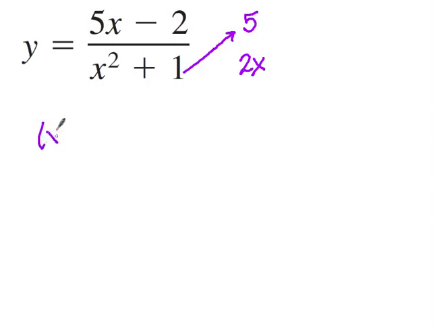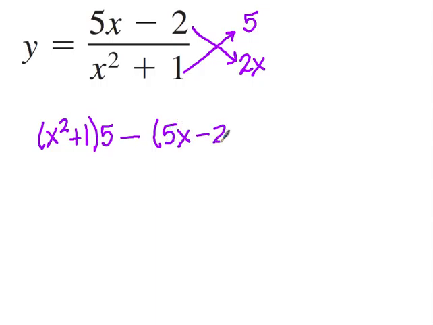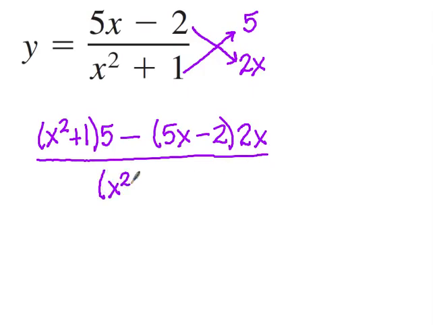So I'm going to take low d high. I've got x squared plus 1 times 5 minus, so that's what's different. On the quotient rule, you subtract. Minus what? High d low. So I've got my high term, which is 5x minus 2, times my d low term, which is 2x. And all of that is divided by low squared. Low d high minus high d low over low squared.